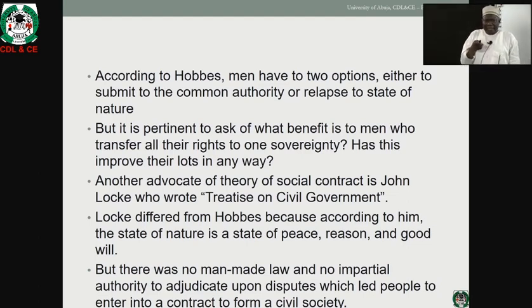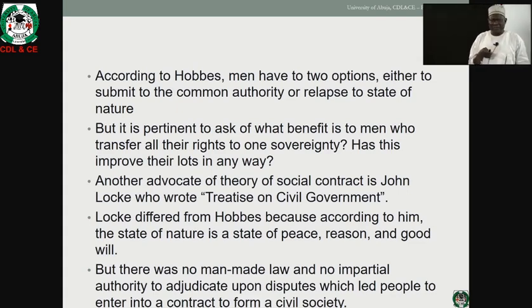Another advocate of the social contract is John Locke. He is one of the early philosophers, early theorists, who wrote about social contract. His book is titled Treatise on Civil Government.